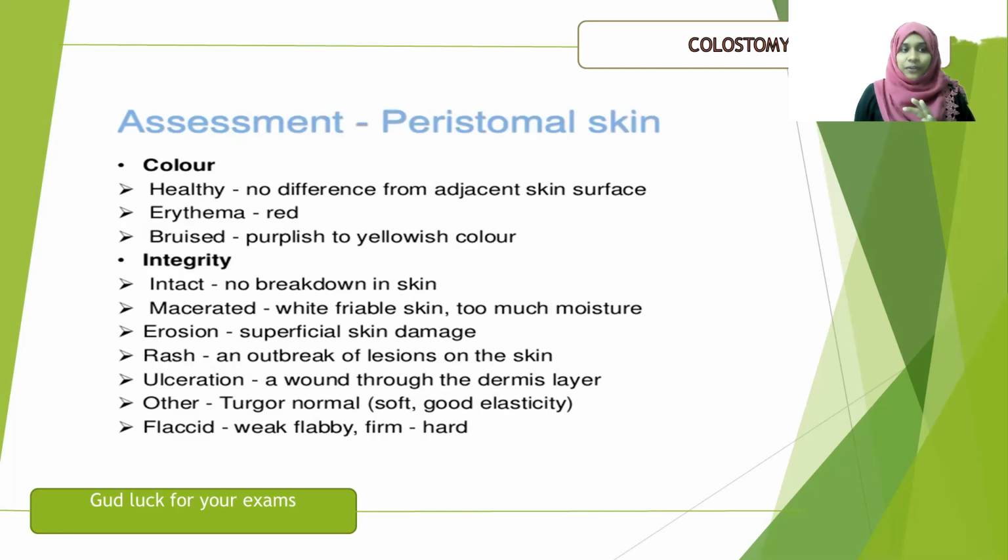So what is the integrity of the skin? Integrity means whether there is a cut or a break in the continuity of the skin. If it is intact, there is no breakdown in the skin. Macerated means continuous moisture makes the skin more fragile, white, and friable. That is called macerated skin. Next is erosion: superficial skin damage is called erosion. A breakout of the skin is called rashes. Ulceration is a wound through the dermis layer.